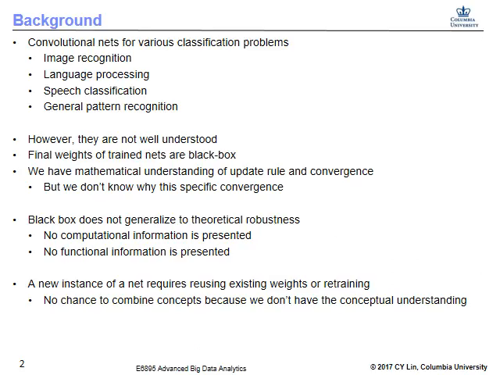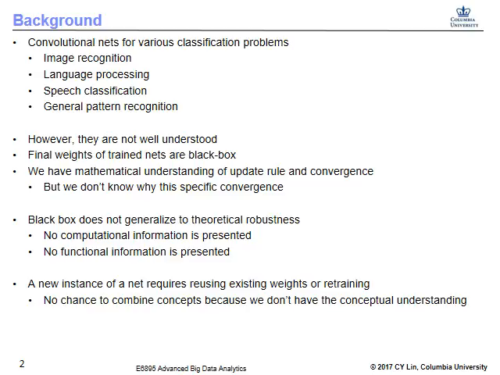The issue with neural networks and deep learning is that convolutional neural nets, which have been used for various reasons such as image recognition, language processing, speech classification, etc., are not very well understood. They are black boxes in essence. We have mathematical understanding of how they work and their convergence properties, but we don't know why they converge the way they do on any problem. As such, this does not generalize to theoretical robustness because we don't have computational information.